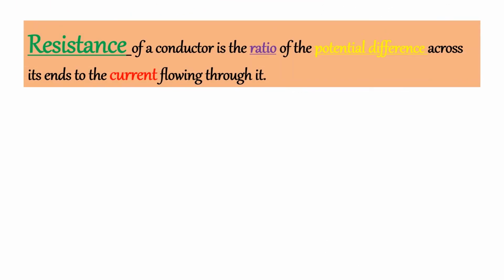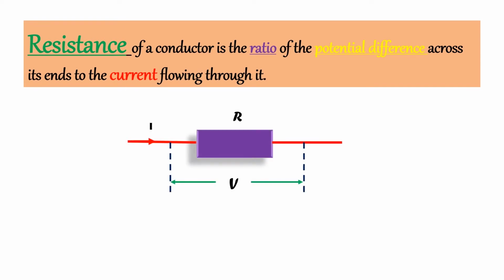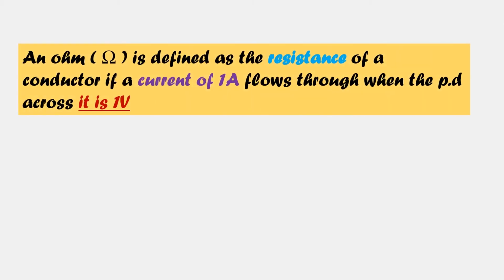From Ohm's law, we are saying the resistance of the conductor is the ratio of the PD across its ends to the current flowing through it. We know that Ohm's law suggests that V is equal to IR. Then when you divide through by I, you come up with the relationship: resistance is just the ratio of V to I.